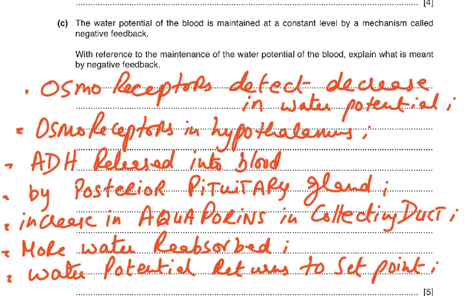Now the obvious answers were: osmoreceptors detect a decrease in water potential. Osmoreceptors are in the hypothalamus. ADH is released into the blood by the posterior pituitary gland, increasing aquaporins in the collecting duct, so more water is reabsorbed, and the water potential returns to the set point or the normal level.